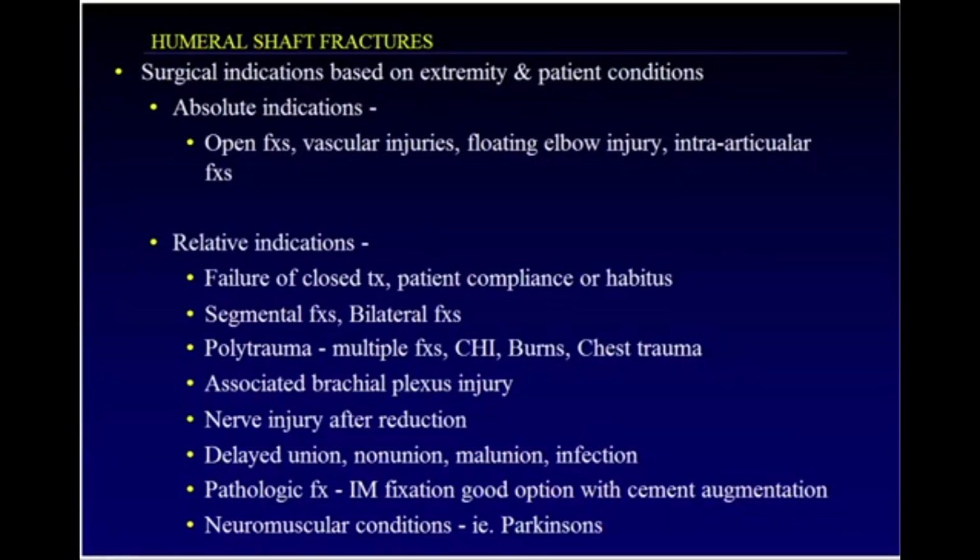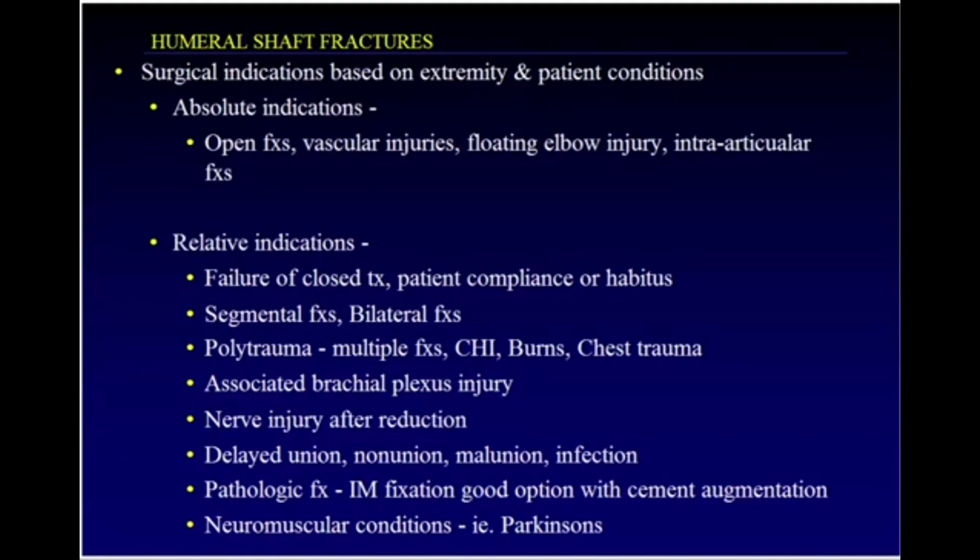There are some so-called absolute indications for operative intervention. Those would include, of course, open fractures, where you're going to need to explore the wound and treat the soft tissue component of the injury. Vascular injuries that are going to require operative repair. The humerus absolutely needs to be stabilized in that situation.